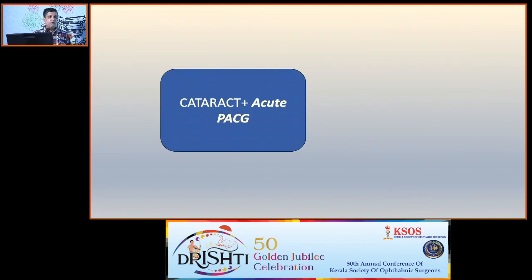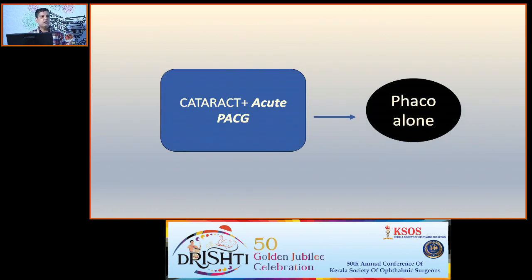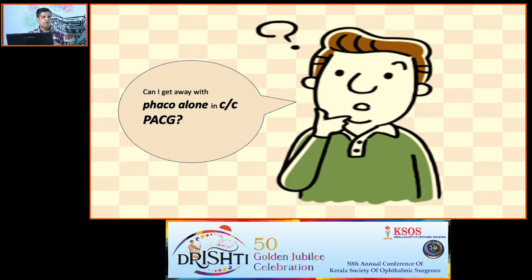But generally, you will have to add on an IOP lowering procedure if you are dealing with a medically uncontrolled POAG. Of course, if you have cataract in acute primary angle closure glaucoma, after you perform the basic medical control and the PI, and if it's still not getting controlled, you can do a trial of phaco alone. Very difficult surgery. You should be prepared for complications, but it's certainly going to be easier than performing a phacotrab. But the question is, can I get away with phaco alone in chronic PACG?